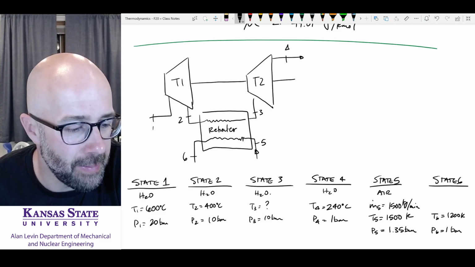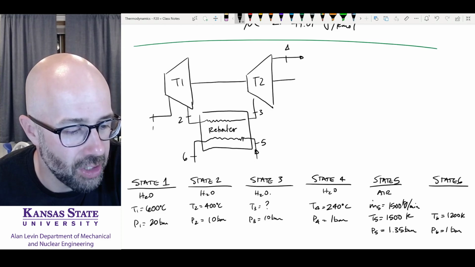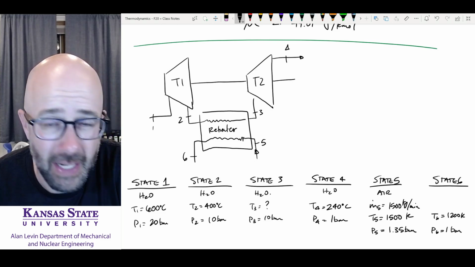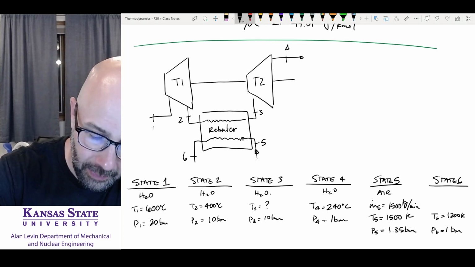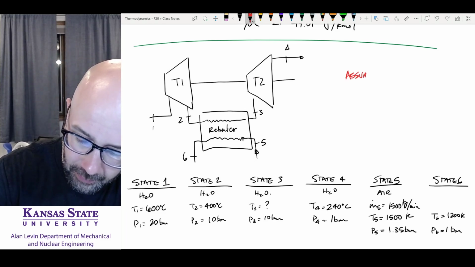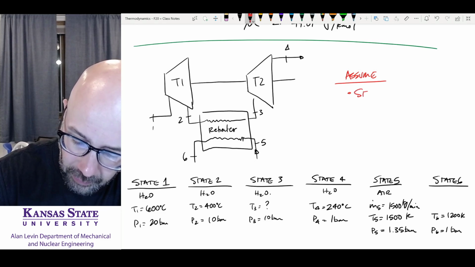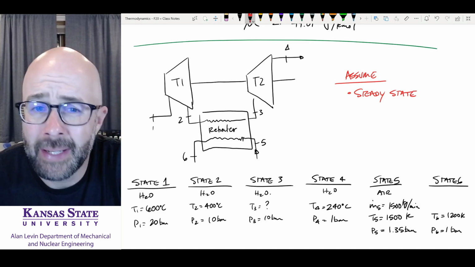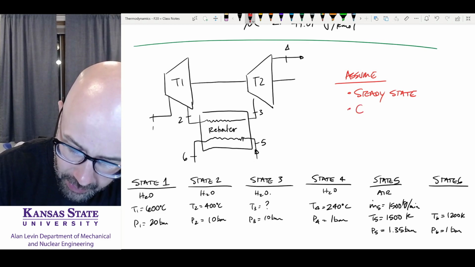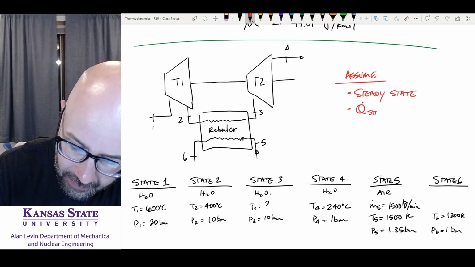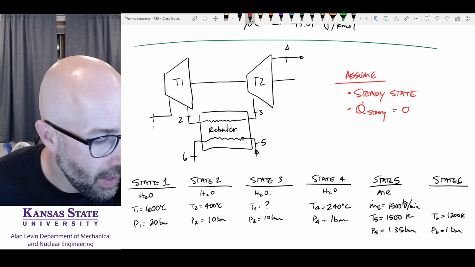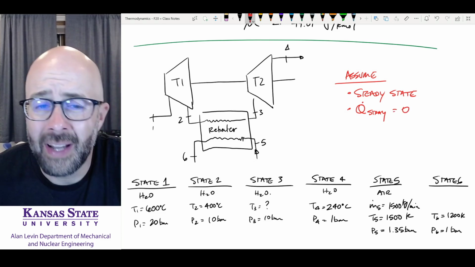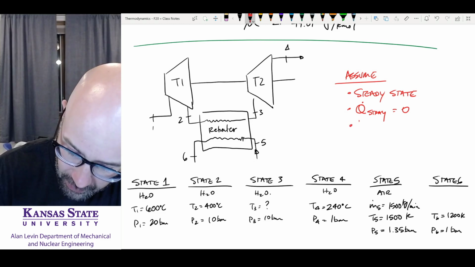Separate streams of steam and air flow through the turbine and heat exchanger arrangement shown. Steady state operating data are applied. Okay, we can assume here steady state. Heat transfer with the surroundings can be neglected. This means that Q dot stray is equal to 0, as can all kinetic and potential energy effects. So kinetic energy and potential energy are approximately equal to 0.